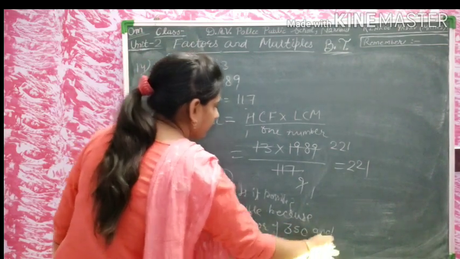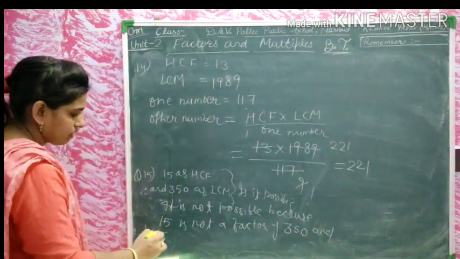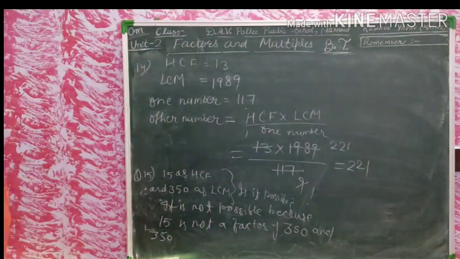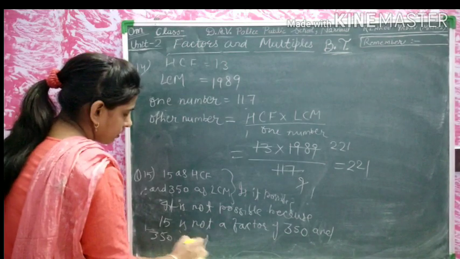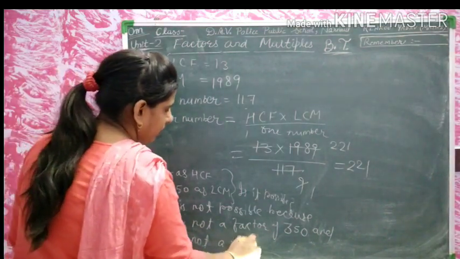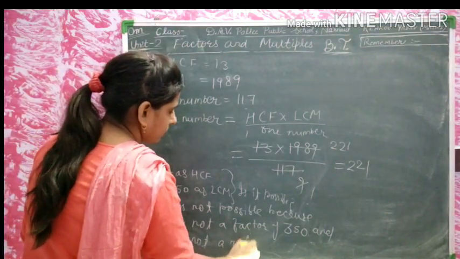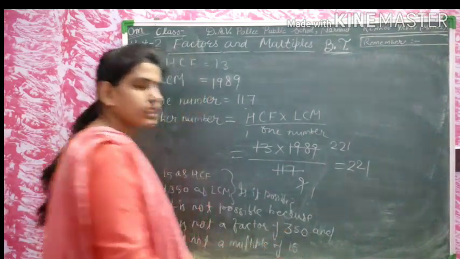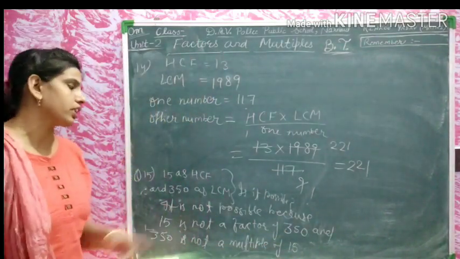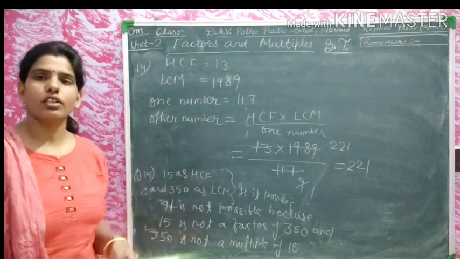And 350 is not a multiple of 15. Is this clear, students? This will be the reason here. Is it possible or not?